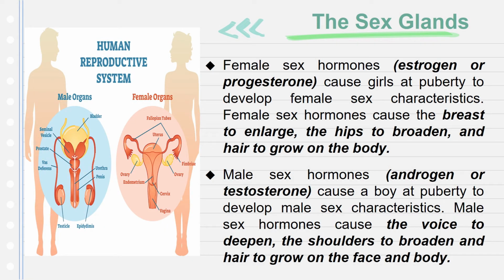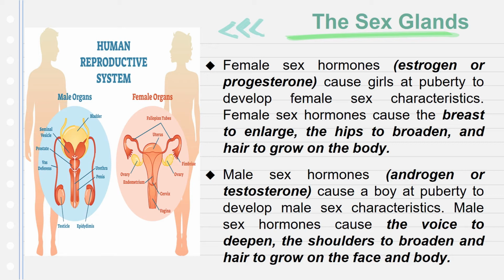Female sex hormones, estrogen and progesterone, cause girls at puberty to develop female sex characteristics. Female sex hormones cause the breasts to enlarge, the hips to broaden, and the hair to grow on the body.